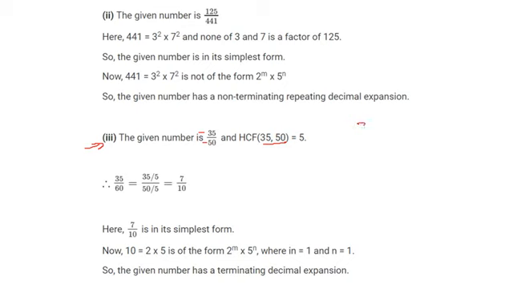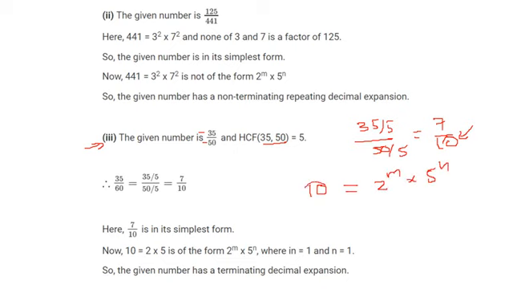So first we divide the numerator 35 by 5, and also the denominator by 5. So what do we get? We get 7, since 7 5s are 35, and 5 10s are 50. Now 7 by 10 is in the simplest form. The next thing is to take the denominator and see whether this denominator can be written in the form of 2 to the power m into 5 to the power n.